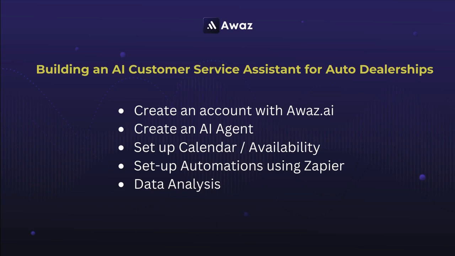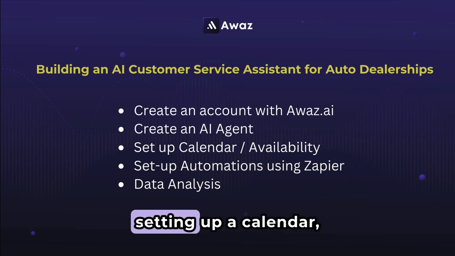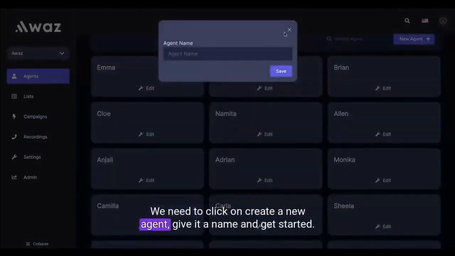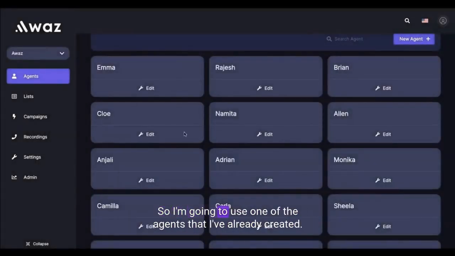The second step involves connecting phone numbers and setting up a calendar, creating the agent, setting up actions, and defining tags. We need to click on Create a New Agent, give it a name, and get started. So, I'm going to use one of the agents that I've already created.